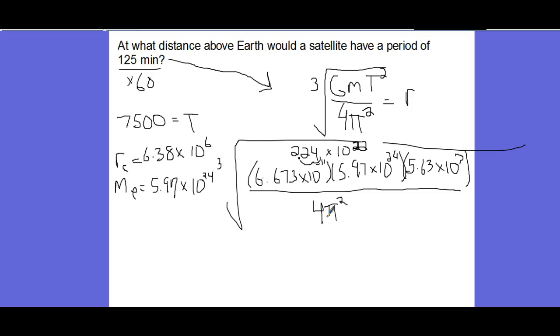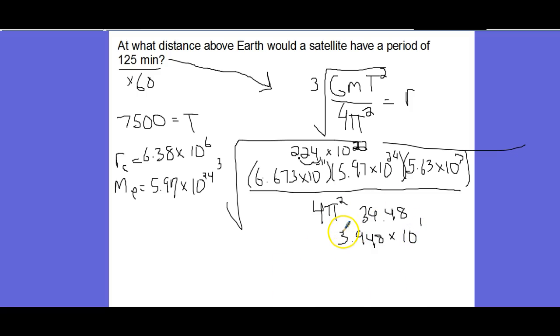Now I'm just going to divide it by 4 pi squared. Now what I can do is figure out what that is. So 4 times pi times pi, and that gives me 39.48. Okay. And then I can change this into scientific notation. So this becomes 3.948. I made this one smaller, so it's going to be times 10 to the first.